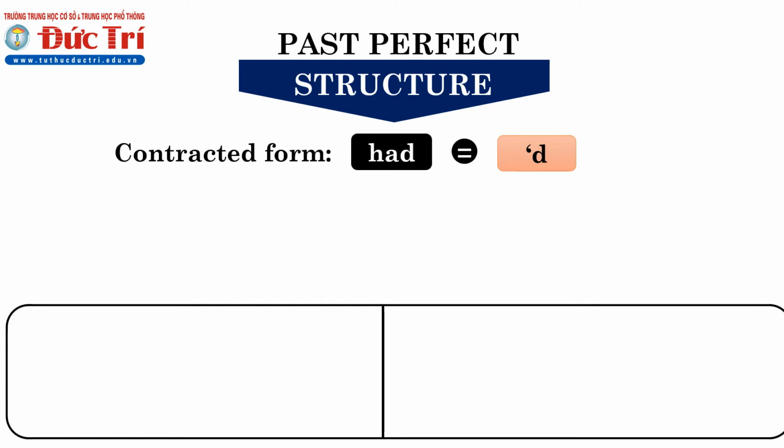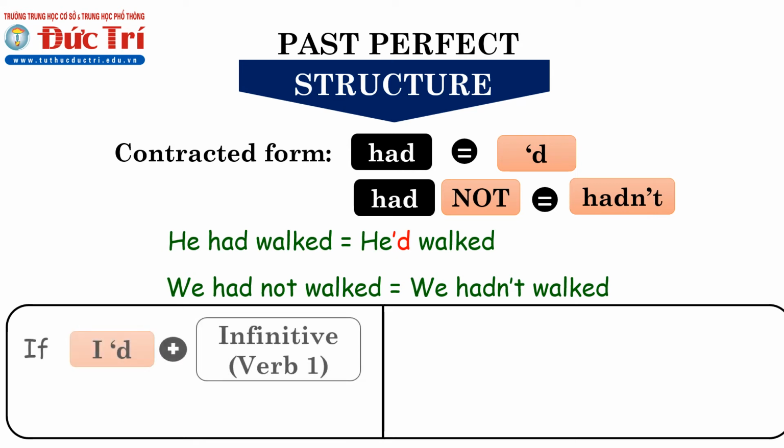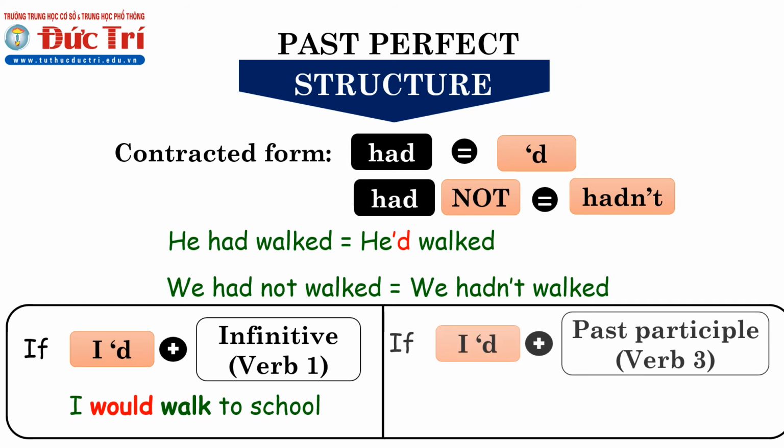We also contract the form. For example, he had walked becomes he'd walked. We had not walked, we hadn't walked. Be careful: if you see I'd going with an infinitive verb, it is would. I'd talk to school. And if you see I'd plus past participle, it is had. I'd walked to school.